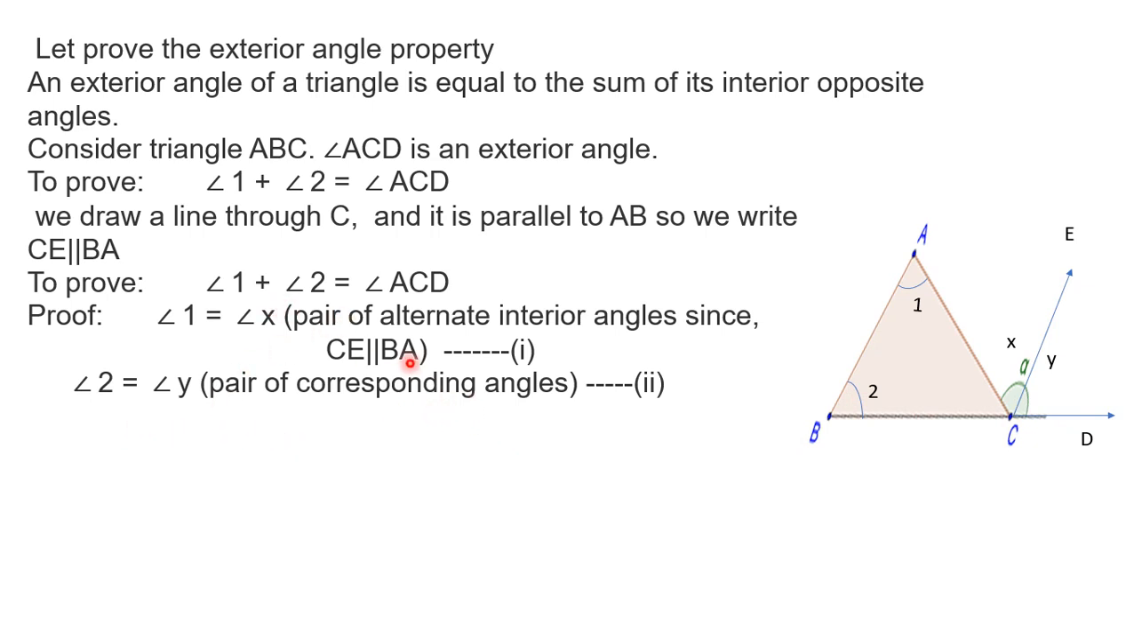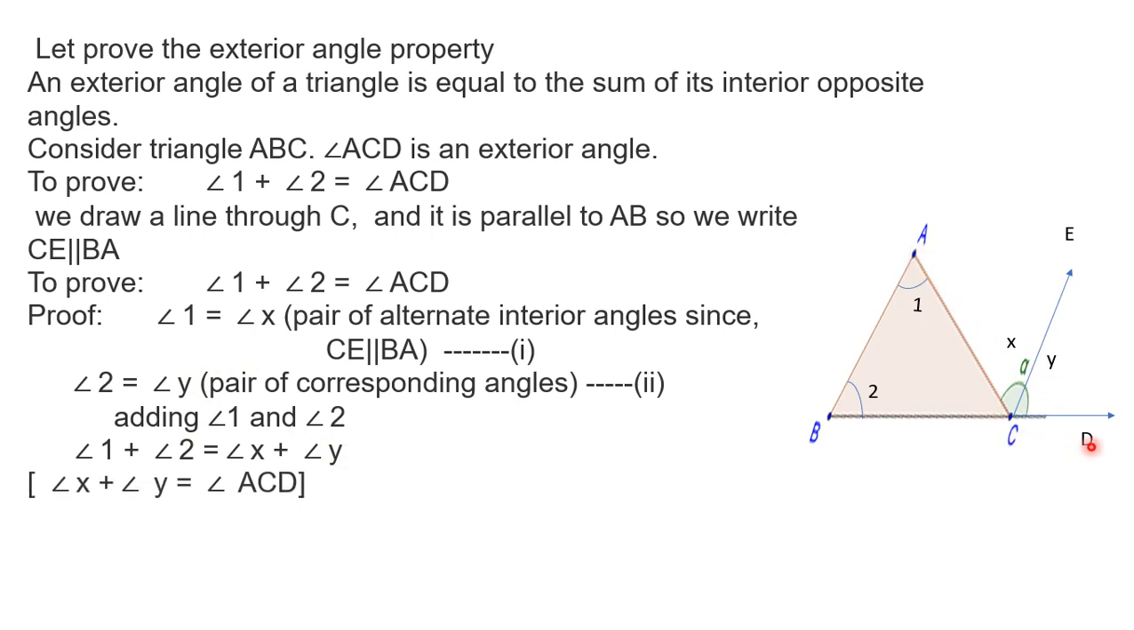Now we add these two equations, for angle 1 and angle 2. So we get angle 1 plus angle 2 is equal to angle X plus angle Y. Now what is the sum of angle X and Y? Yes, angle X plus angle Y is equal to angle ACD. So angle 1 plus angle 2 is equal to angle ACD. So this proves that the exterior angle is the sum of the two opposite interior angles.